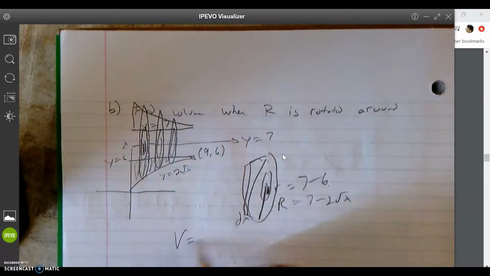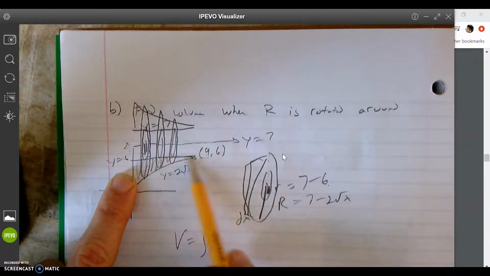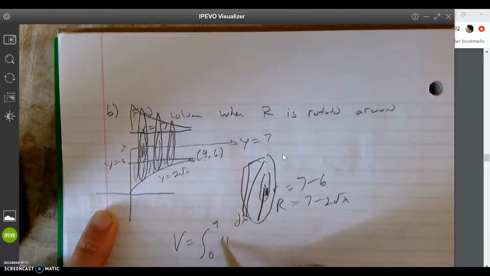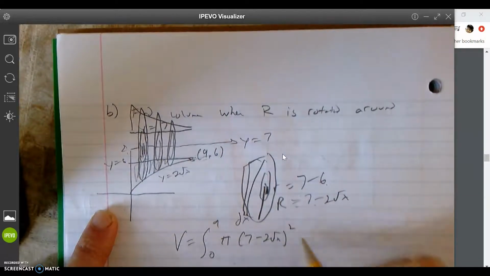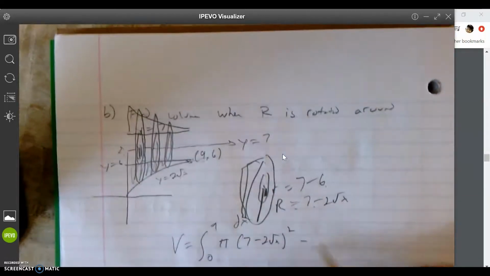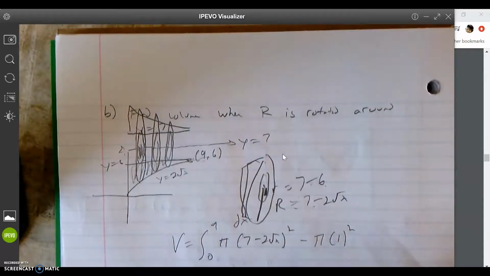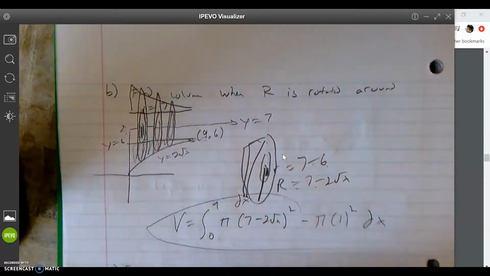So your volume is between 0 and 9, so all of these are going to be lined up from 0 to 9 on the x, of pi, big radius squared, 7 minus 2 radical x squared, minus, cut out the smaller circle, pi times 7 minus 6, which is 1 squared, or just pi, dx. Bam. There you go.